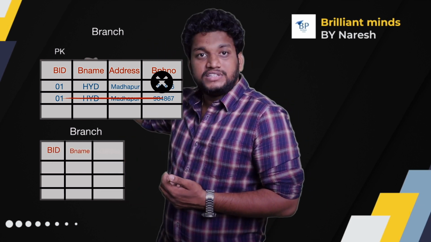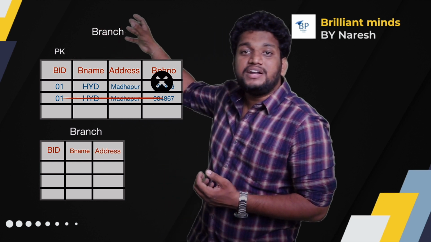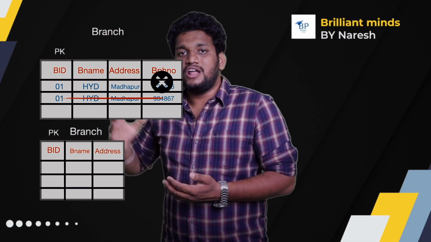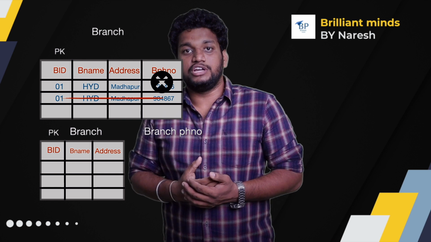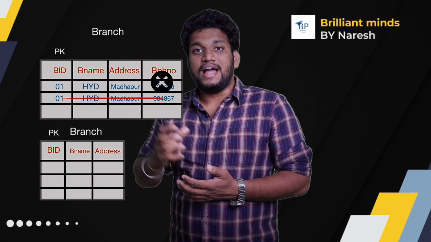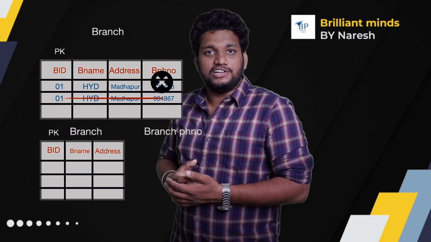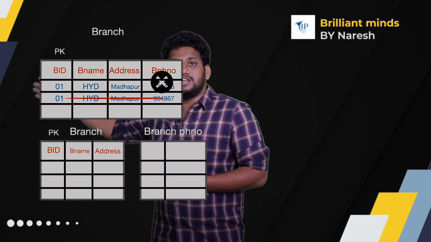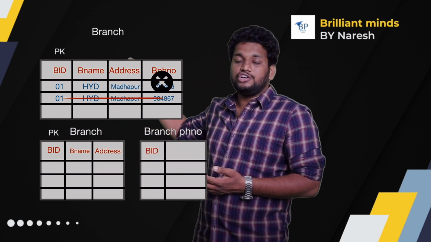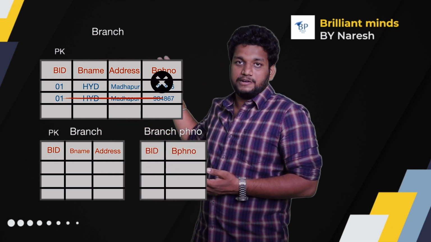Now because of that I have to create a separate table for branch. Now in the separate table, what do I have to give? Branch ID I will give and branch phone number I will give. Suppose here branch 1 is 01. Branch ID 01 I will give. Branch phone number I will give again. If I have one more number, I will add one more number here.